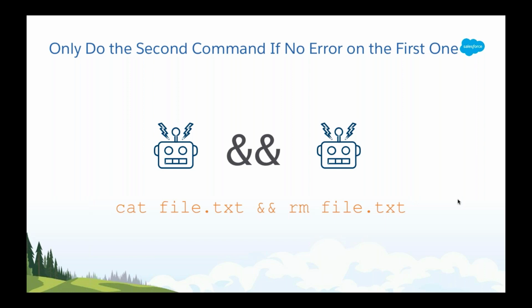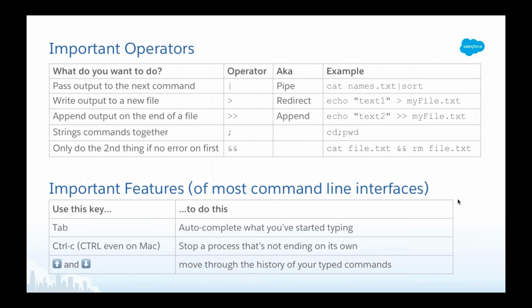So cat file.txt is going to show me that file and then remove file.txt. So again, if there's no error on the cat, then it'll remove the file. So this is just a little bit of a dictionary of those operators.